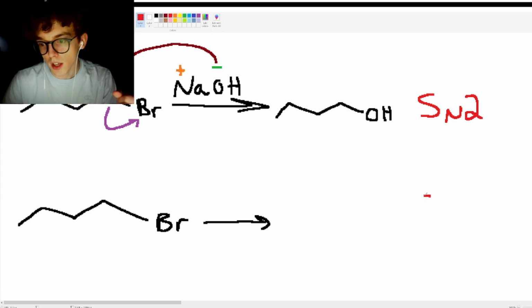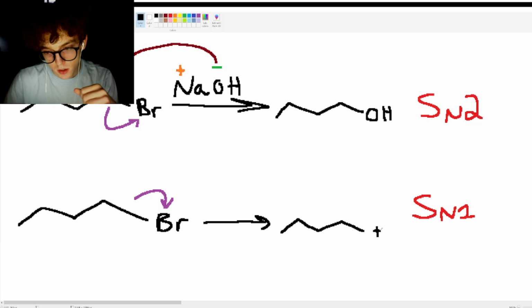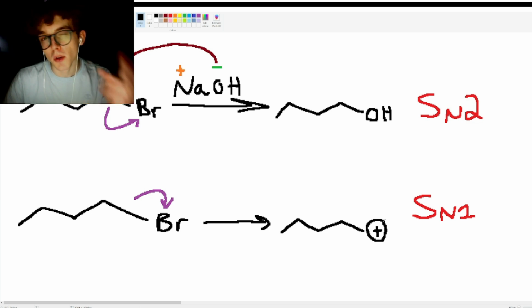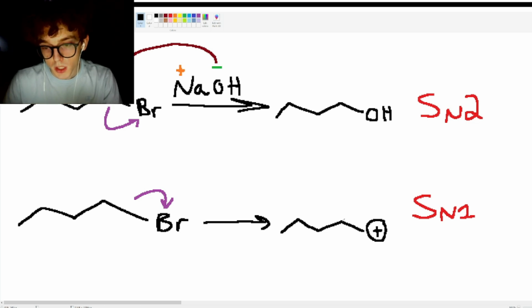SN1 just looks at the first slow step, which is going to be that bromine leaving. So the reaction goes as fast as that bromine can leave. So bromine's going to leave here. We're going to get a carbocation. And maybe you remember this, but remember carbocation stability? The more substituted a carbocation is, through hyperconjugation, the more stable it is. And we can achieve a higher carbocation substitution here by doing a hydride shift. And if you remember those, it looks something like this.